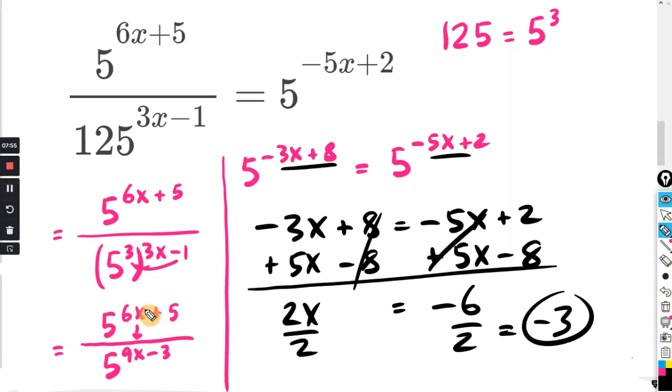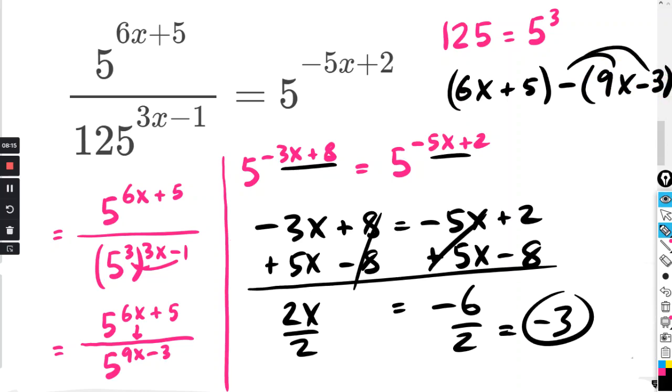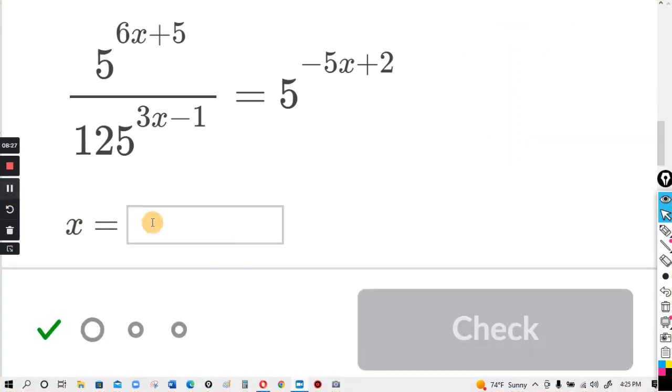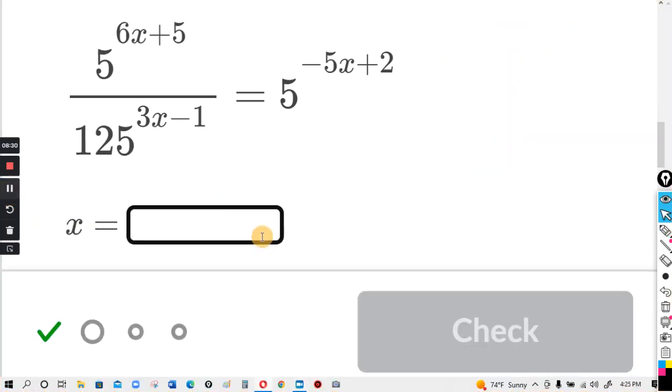Okay, real quick, in case you're unclear of what I did here, I did 6x plus 5, and that is minus 9x minus 3. Okay, so you use parentheses. That negative sign gets applied to both. That's why minus negative 3 became plus 3, and 5 plus 3 was positive 8. Anyhow, final answer, negative 3. All right, negative 3 in the box.